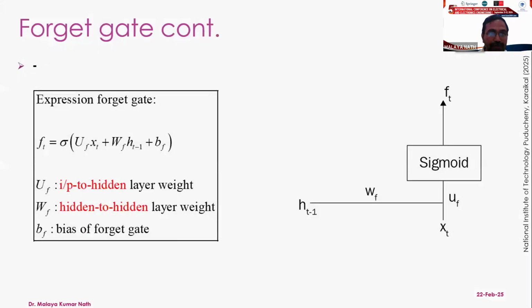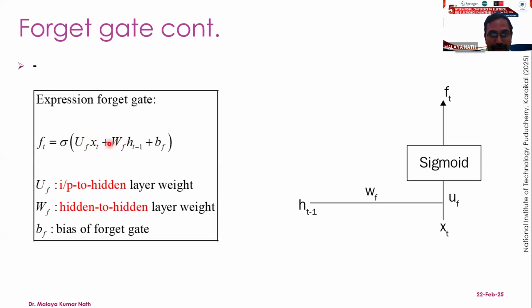So what will be the output of the forget gate? The output of the forget gate can be represented as the sigmoid of U_F times X_T. What is U_F? U_F is the weight associated with the forget gate, from the input to the hidden state. U stands for input to the hidden state, F stands for the forget gate, and X_T is the input at time step T. What is W_F?